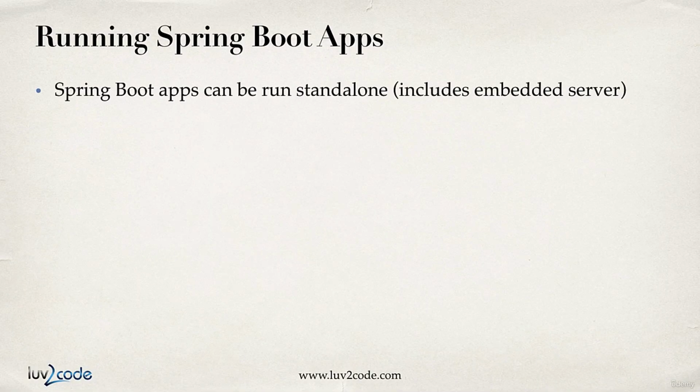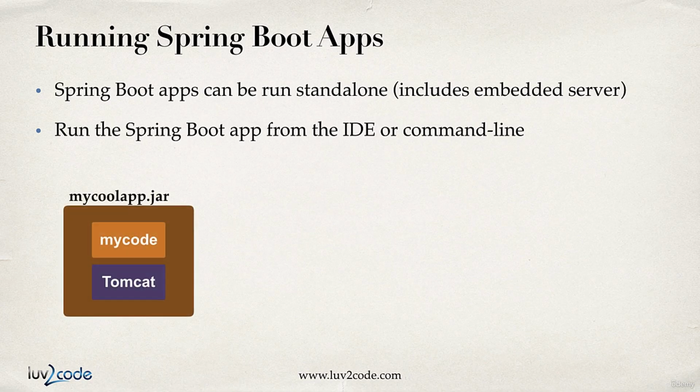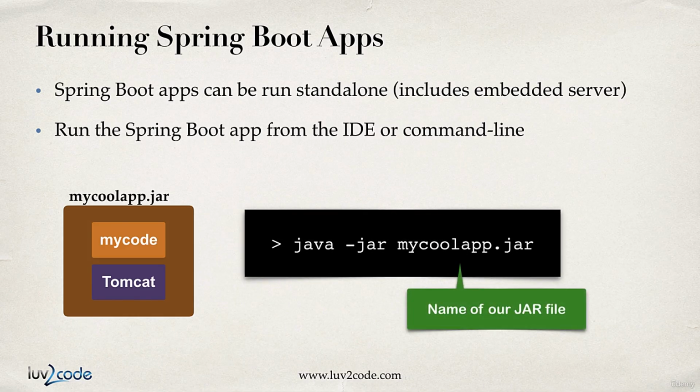So basically, we can run our apps standalone because our apps include the embedded server. So if I wanted to run my Spring Boot app, I could run it from the IDE, or I could run it from the command line. So again, we have this mycoolapp.jar that includes my code and also the embedded server, in this case Tomcat. So at my command line, I could simply type java -jar and give the name of my jar file. So in this case, mycoolapp.jar, and it'll actually run my application, and it'll also spin up the server, and my app is up and running by running in a standalone fashion.